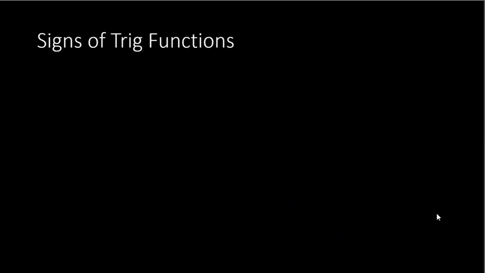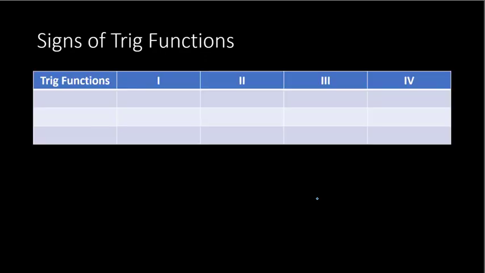Now let's talk about the signs of different trig functions when they fall within different quadrants. So here we have a table we're going to go through, and we have our trig functions of sine and cosecant. Those go together because they're inverses. Cosine and secant, those go together because those are inverses. And then tangent and cotangent, which are also inverses. And what we want to do is figure out the sign of each of these in the 4 different quadrants.